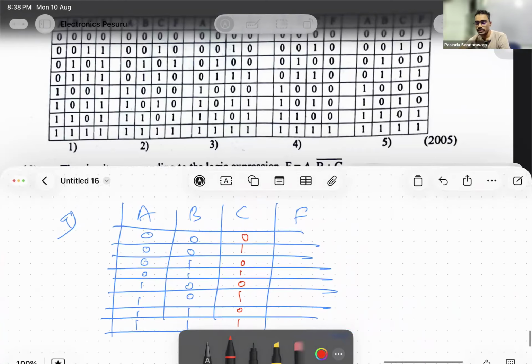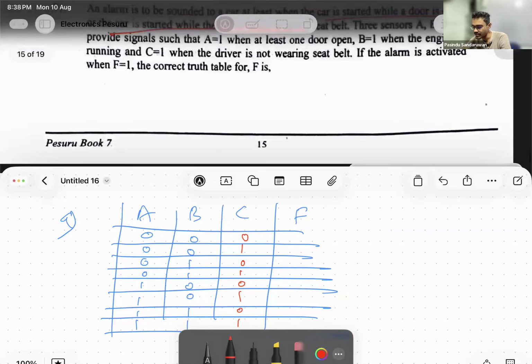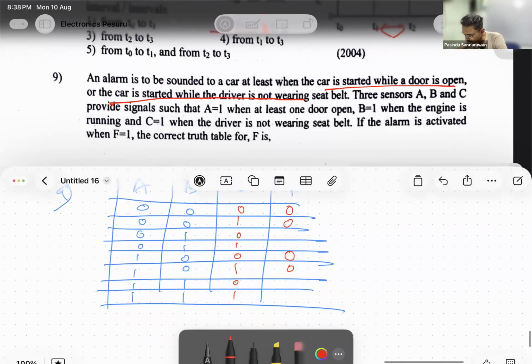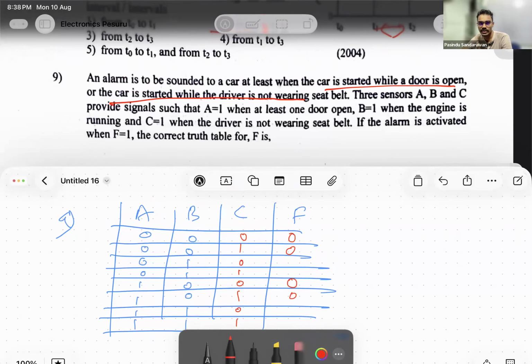First thing, I'm going to decide on this F. If the engine is not on, no need to sound the alarm. It is clearly given in the question. Only when B is 1 is the engine on. Then when B is 0, no need of sounding the alarm. So when B is 0, the line F should always be 0. No need to check again. Now check the third line.